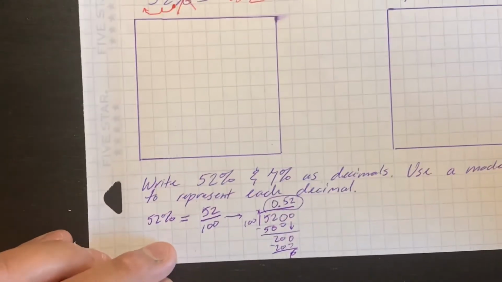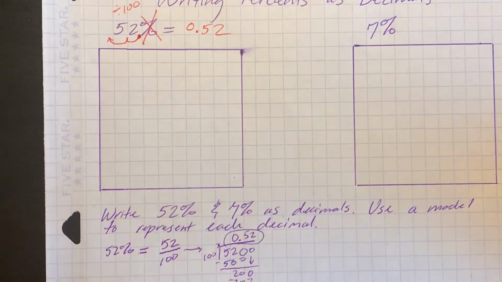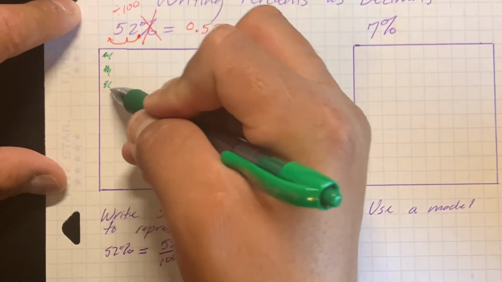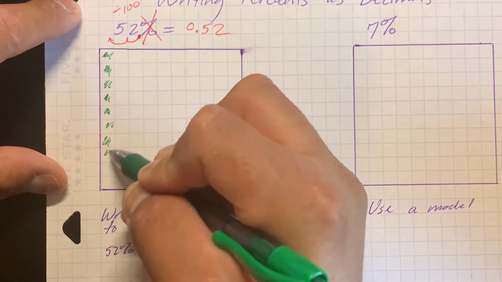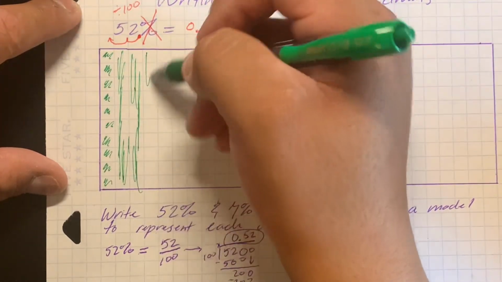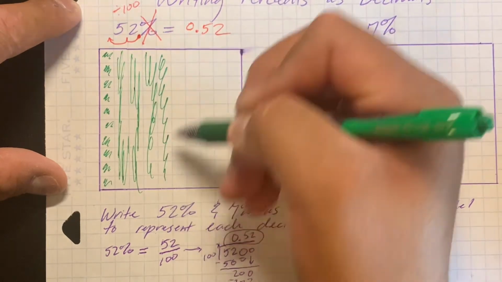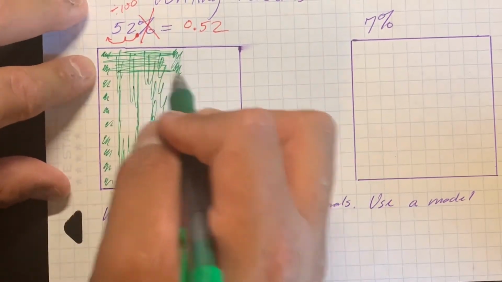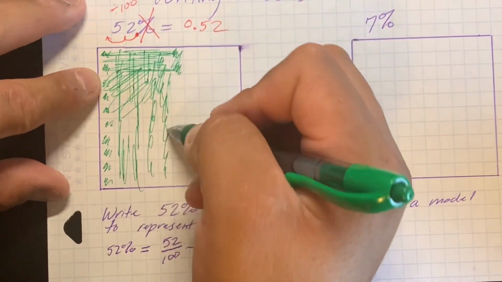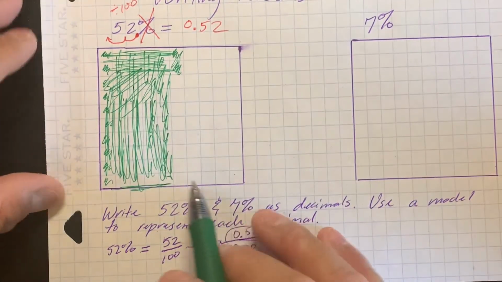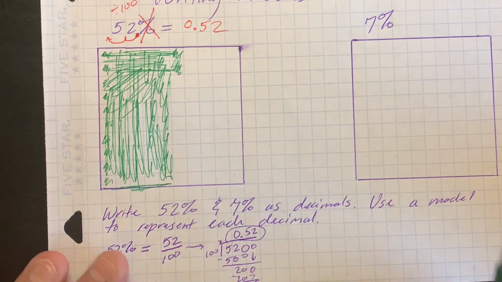Now, to show this as a model, we're going to go ahead and color 52 units. So here's 1, 2, 3, 4, 5, 6, 7, 8, 9, 10, 20, 30, 40, 50, 51, 52. So I wish I had crayons. Maybe that's something I can invest in, buying some crayons. Make this look a little bit better. But we colored and shaded in 52 units out of the 100 total units there.